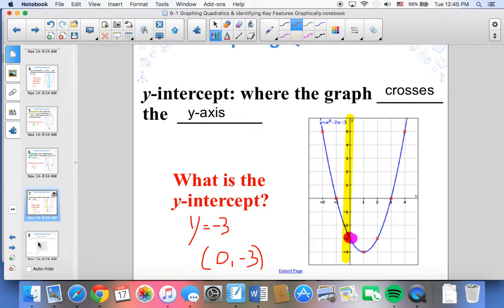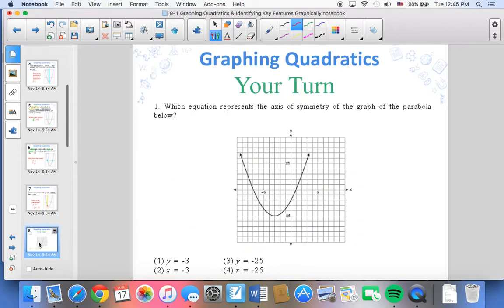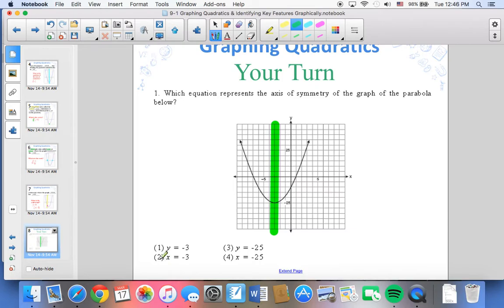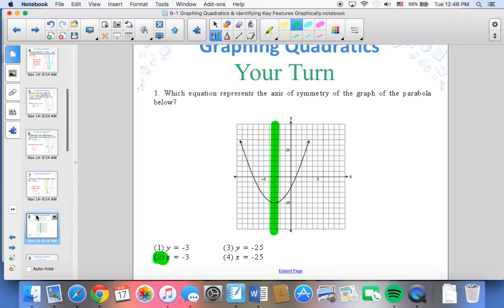Okay. I just have 3 questions I'd like to do with you. So this first one says, which equation represents the axis of symmetry of the graph of the parabola below? So let's highlight the axis of symmetry. I'll highlight it in green here. So here is the axis of symmetry, that line that cuts the parabola right in half. So -1, -2, -3. So x equals -3. That's the equation of this axis of symmetry for this specific parabola.